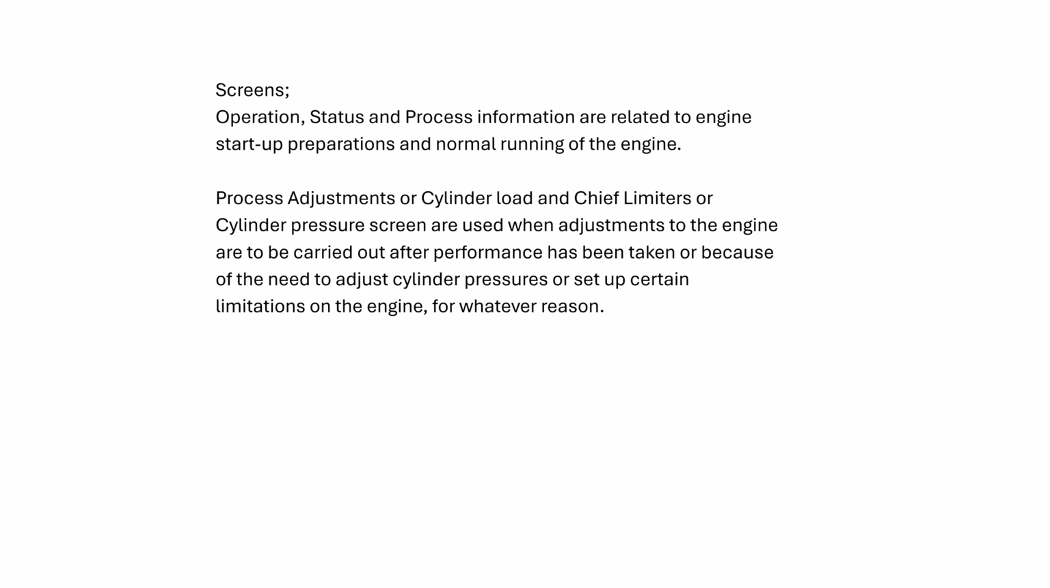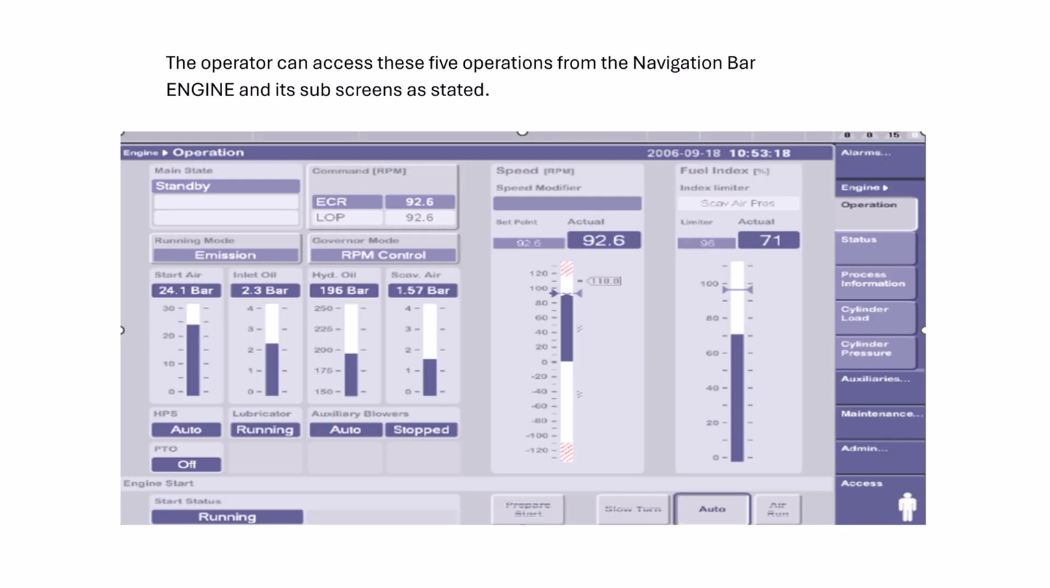Of course, after taking performance, because of the need to adjust the cylinder pressure, say the peak pressure, for example, or engine balancing as we call it, or to put certain limitations. For some reason, if you want to cut out number 3 unit, you have to go to this screen. This is what it is.